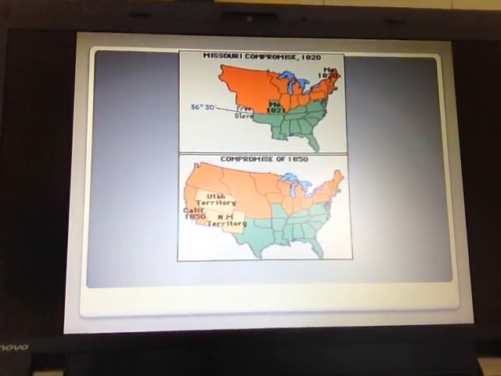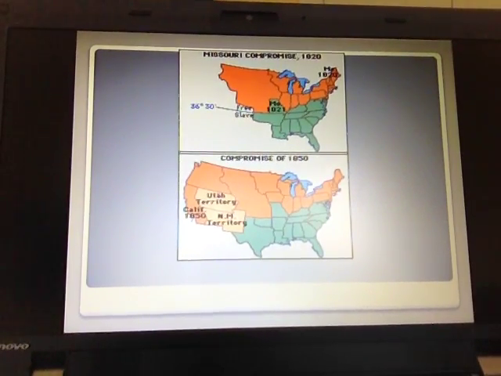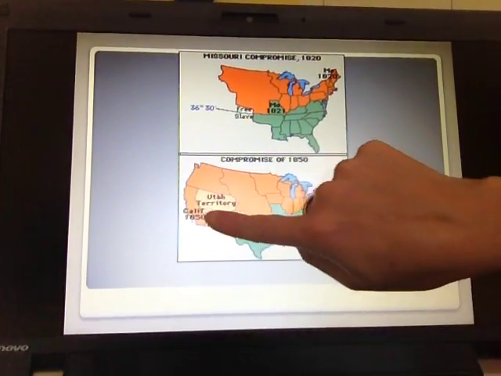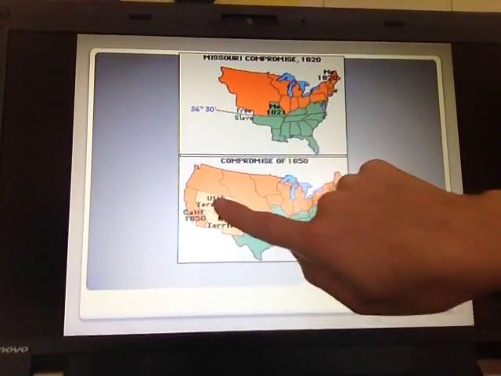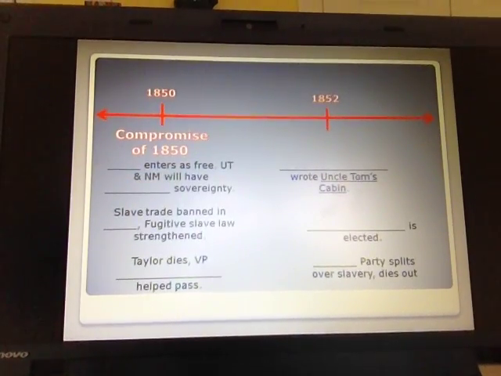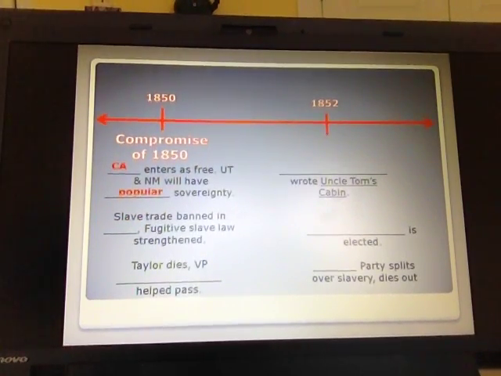So the next thing on the timeline involves, oh no, I just need to remind you of the next event on the timeline, which we've already studied, which is the Compromise of 1850. So remember, the Compromise of 1850 brought us this new territory here. It decided that California would be free, and this territory would be ruled by popular sovereignty. So it helped us deal with the realities of new land, and it said that California would enter as free, and that Utah and New Mexico would have popular sovereignty.